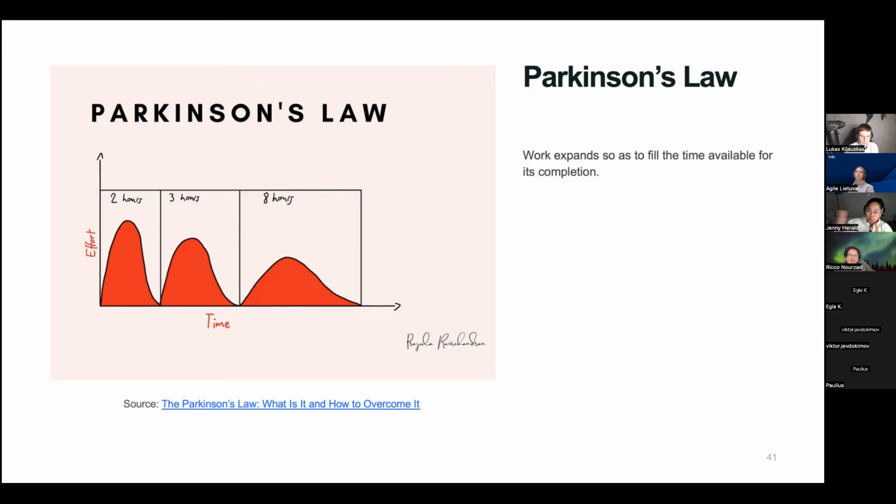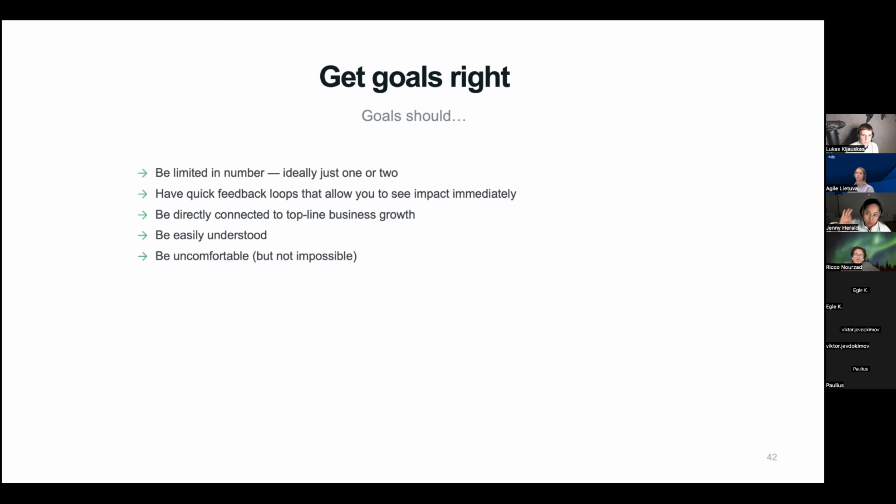All right. How to get goals right? Be limited. If you can get 1 or 2 OKRs with a minimum of 2 to maybe 4 key results for each, you're in good shape. Those feedback loops, you want to be able to see the immediate impact and stay accountable to the goals that you set.